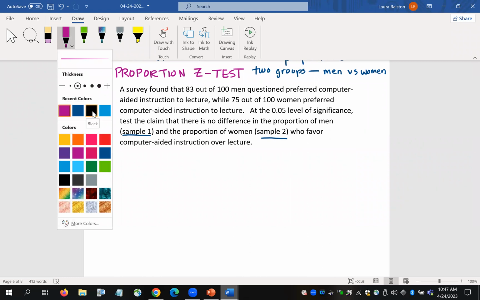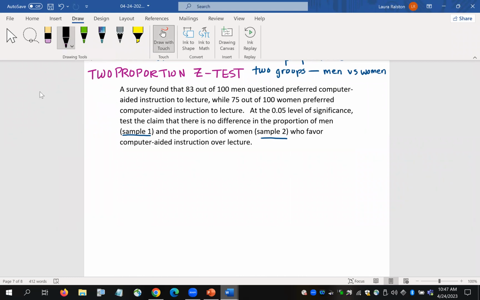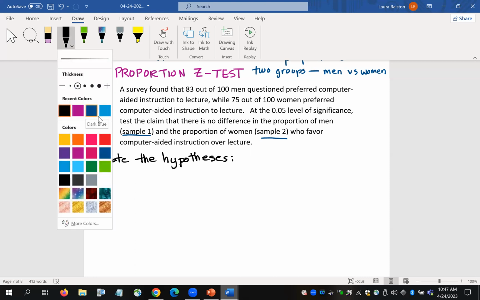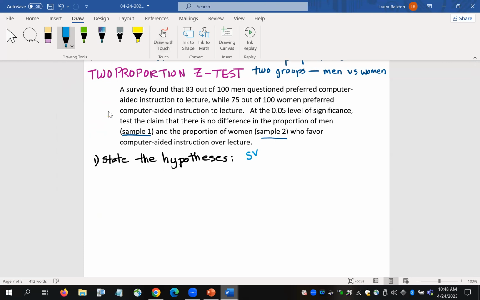So we begin the hypothesis testing process as we always do. We state the hypotheses. And in a two proportion z-test, we state the hypotheses in symbols as opposed to words. So you have the null and you have the alternative.